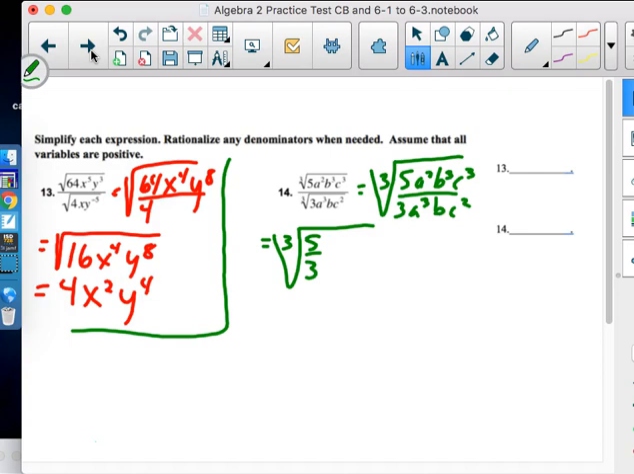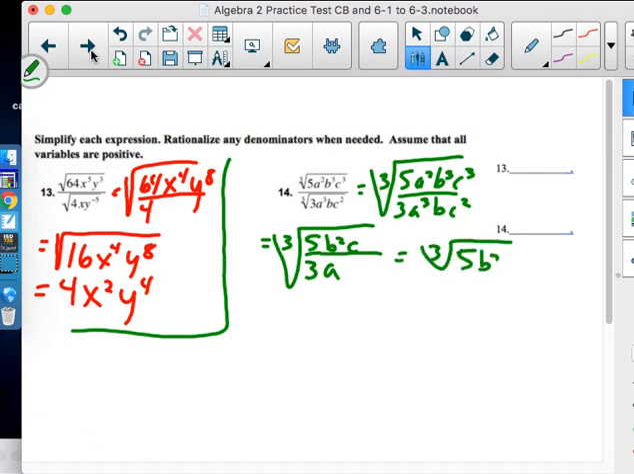Going to need it on the bottom. How about the B's? 2 on top. C's. Okay. So now we have a new problem, don't we? We didn't get rid of radicals in the denominator. So we're going to have to split her back up.